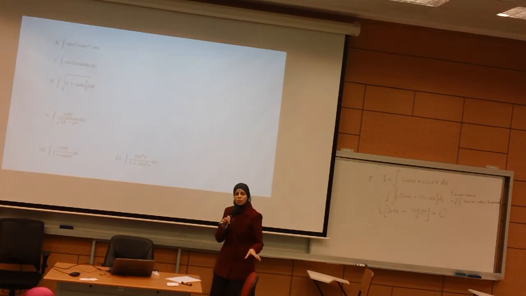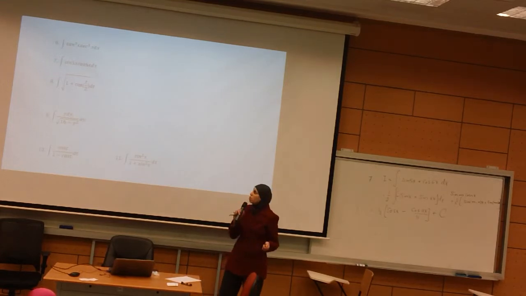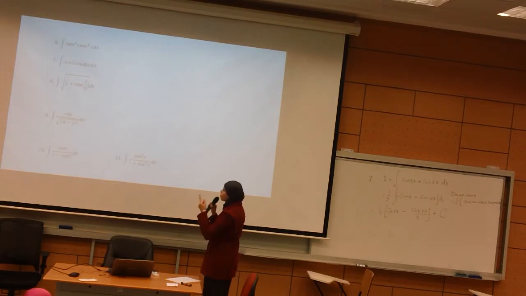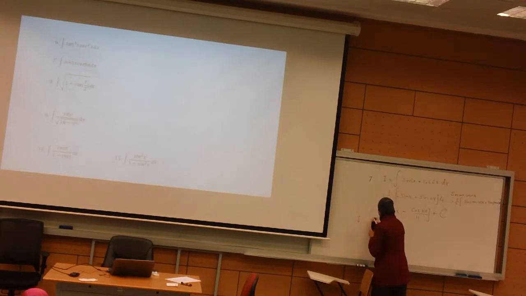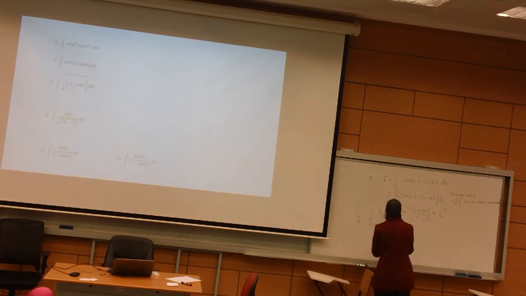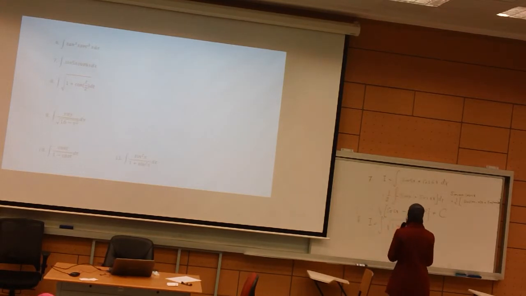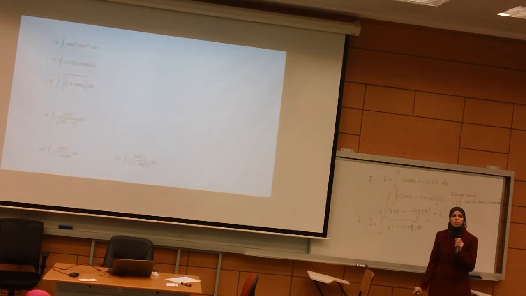We should be able also to use the properties of trigonometric functions to find values of various integrations that contain trigonometric functions. Okay? For example, if we need to solve the integral number 8, I need to find the value of the integral square root of 1 plus cosine t over 2 dt. What property should I use? Yes. 2 cosine squared t over 4 minus 1.